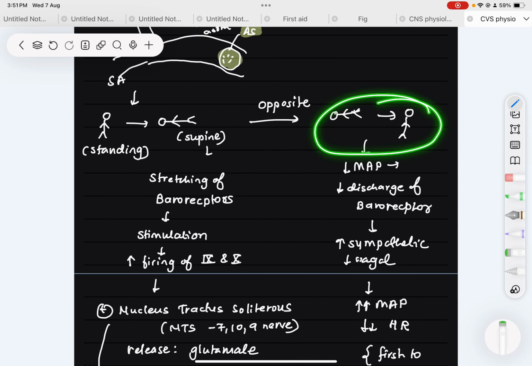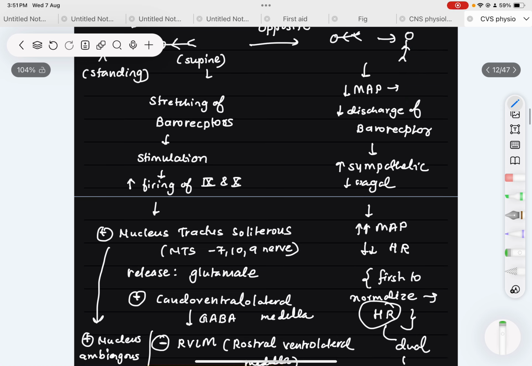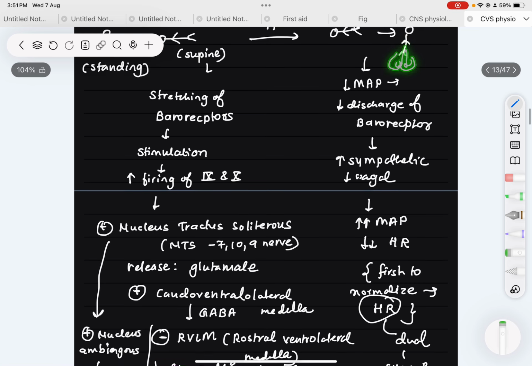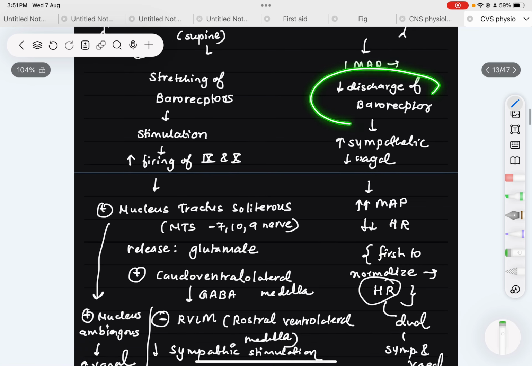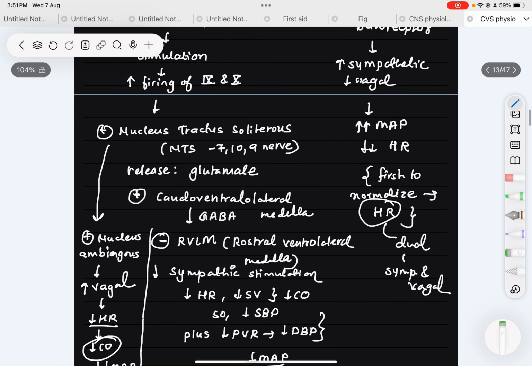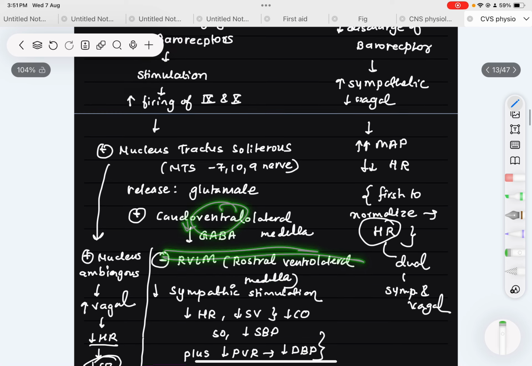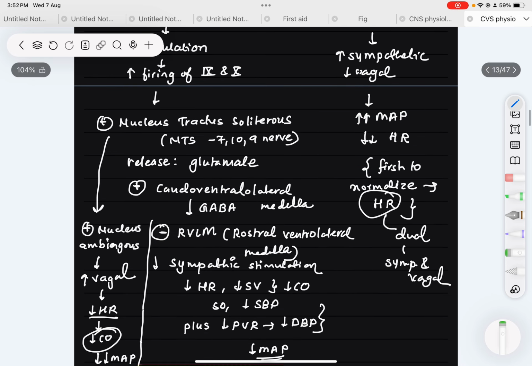Now the totally opposite thing will happen when we stand up. So when we stand up, there will be peripheral pooling of blood, and this will cause mean arterial pressure to decrease, and that's why baroreceptor discharge will be decreased. So if this GABA release will be decreased, what will happen? This rostroventral medulla will be stimulated. That's why mean arterial pressure increases, heart rate increases.